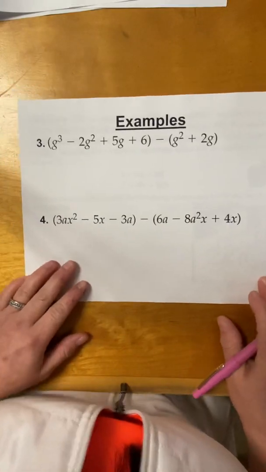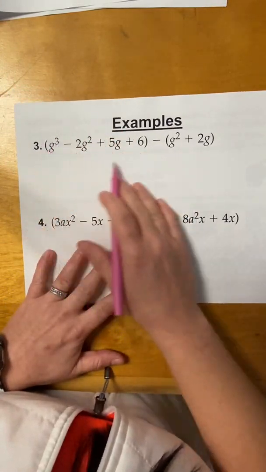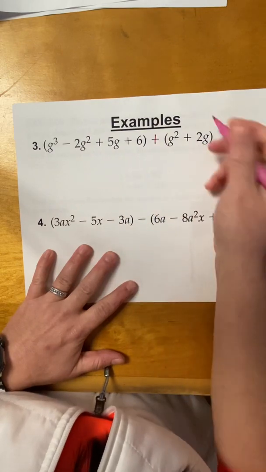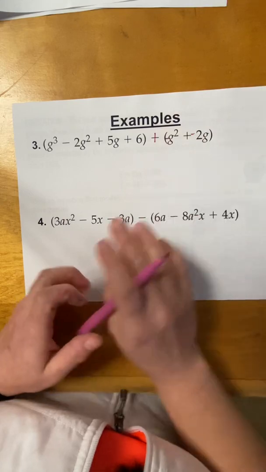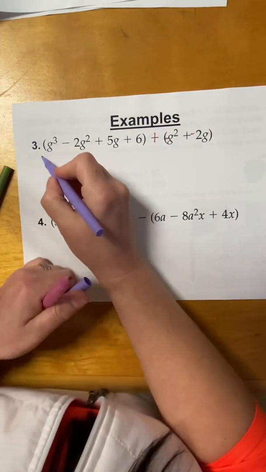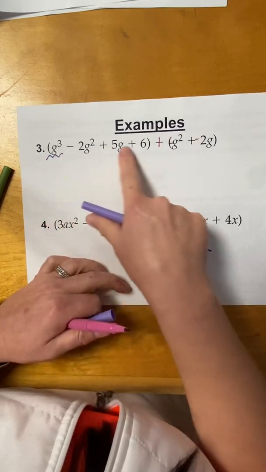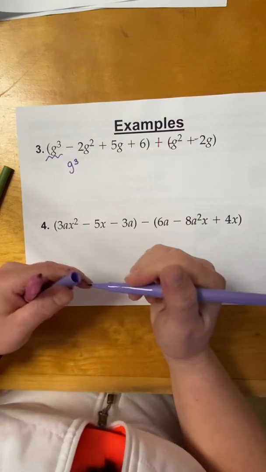So let's do a couple of these. So we're going to do keep, change, and then change, because there's two of them. And then it's just like addition. So the biggest exponent I have is a cube. And there aren't any more cubes. So g cubed, just drop it.